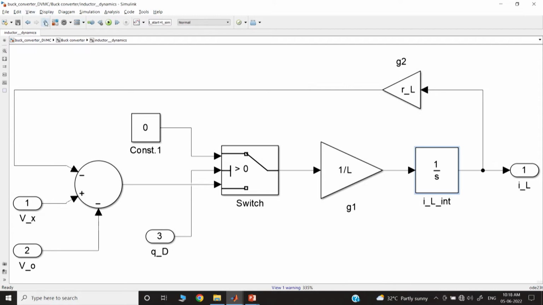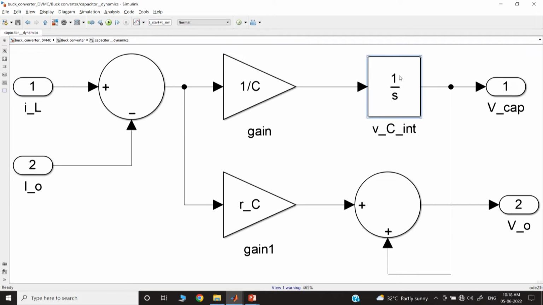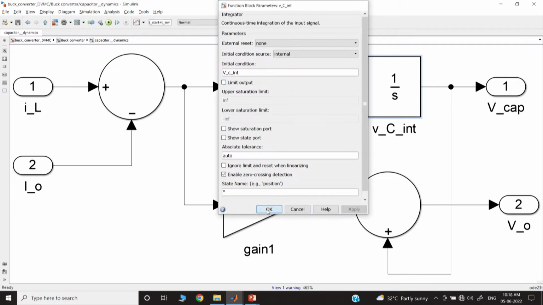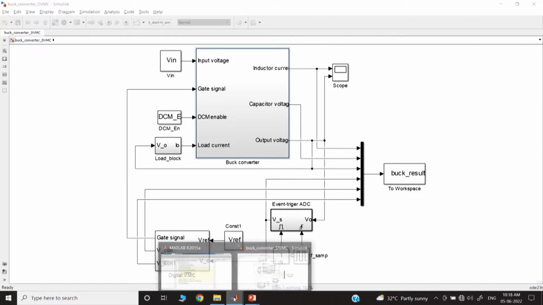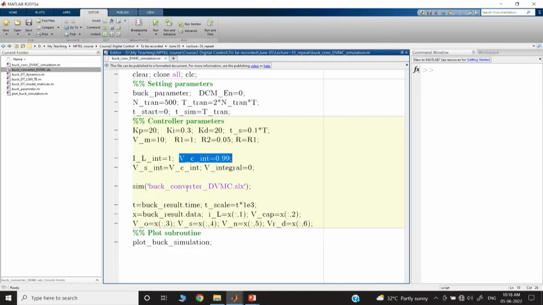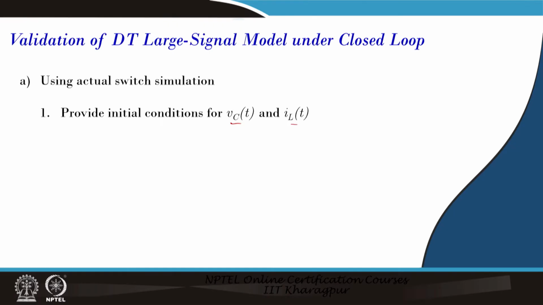Okay. Then if you go to the voltage dynamics, that means the capacitor dynamics, you will get the initialization block here. This initialization voltage we are actually setting from the .m file, and that we are discussing. Next step, we have initialized and then we will provide this.